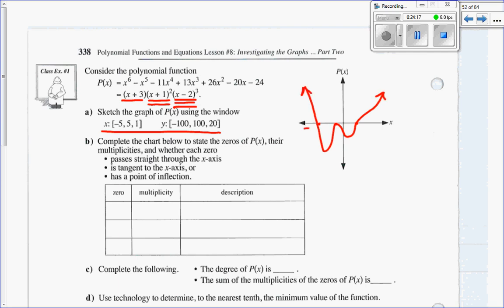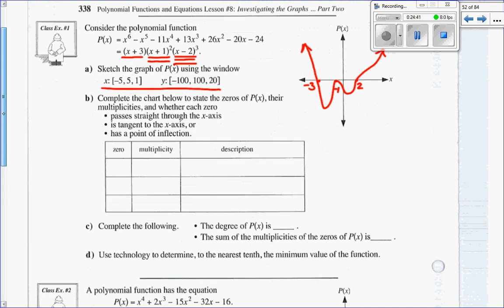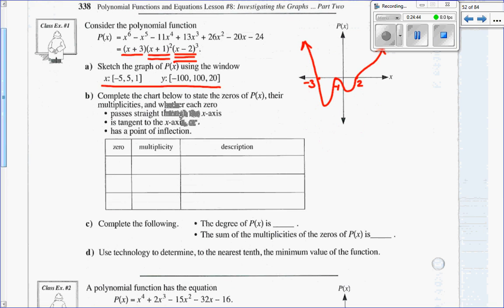Okay, it would have passed through -3. It touched -1, but then it bounced away and did not pass through it, and then it passed through +2 at a point of inflection where it changed direction with a slight curve, but it continued going upwards. Kind of a funky looking graph. All right, let's see if we can fill in the chart. To state the zeros of the function, their multiplicities, that means how many times they're repeated as factors, and then what that actually means, where it says description, that just means what is the behavior of the graph.